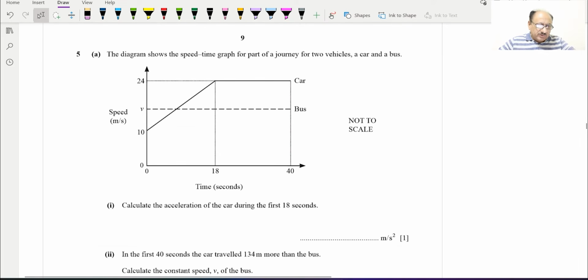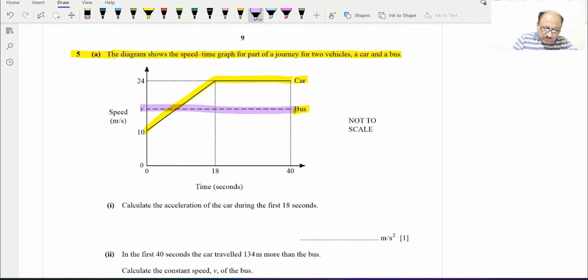Now question number 5 says, the diagram, A part. The diagram shows the speed time graph for part of a journey for 2 vehicles, a car and a bus. So this is car and this is bus. Car is taking this route, whereas bus is taking this route, and this side is speed in meter per second, this is time, and the diagram is not to scale.